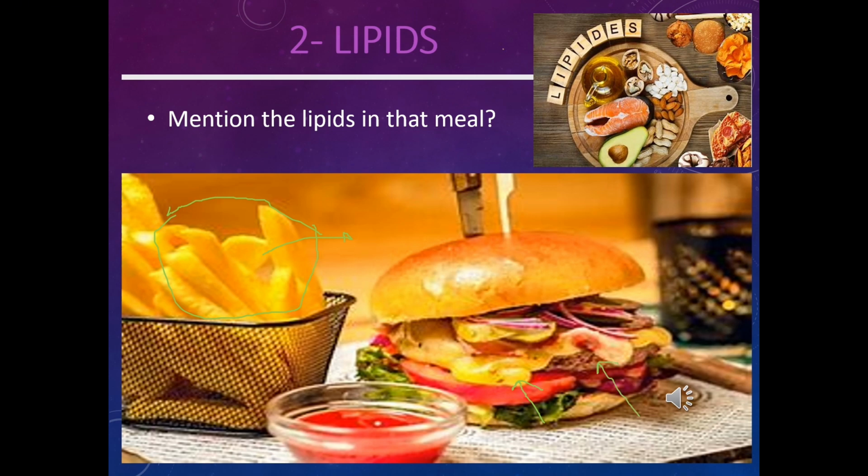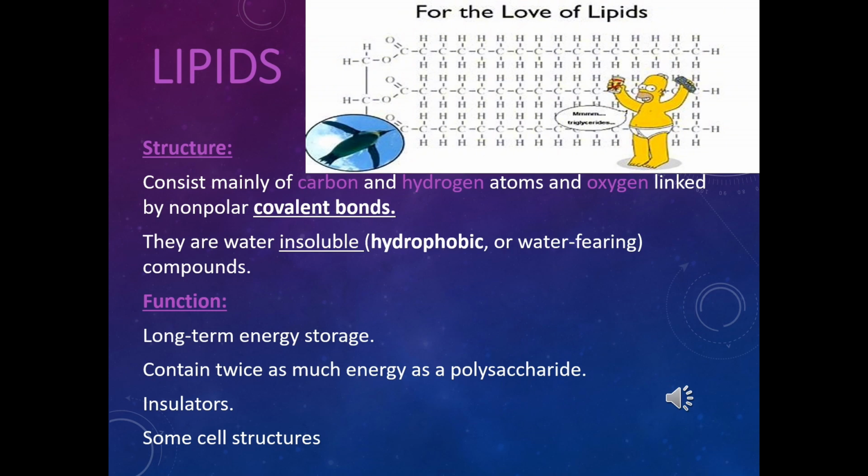But in this picture you can find healthy lipids. So you can here find the avocado, and this one is the salmon fish, that one is the olive oil, the nuts. All of them are healthy types of lipids. We're going to explain now the structure and function of lipids.